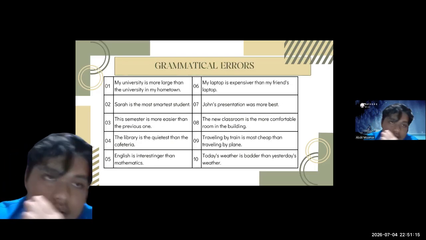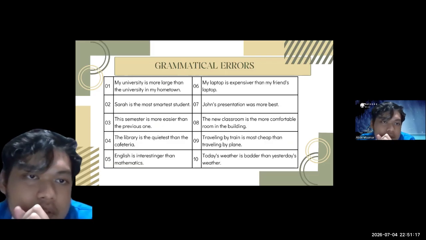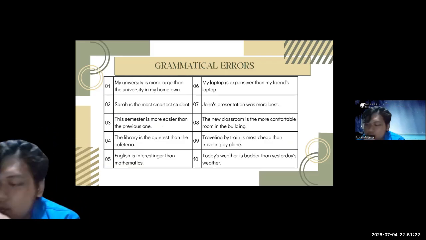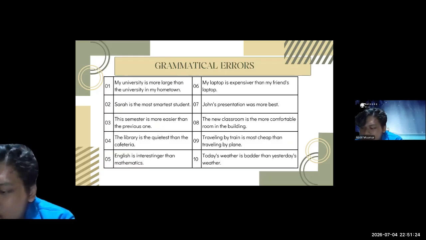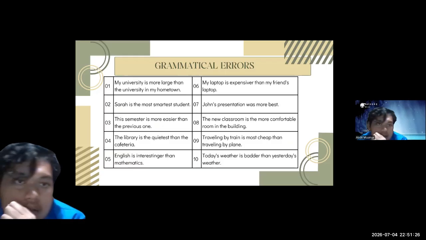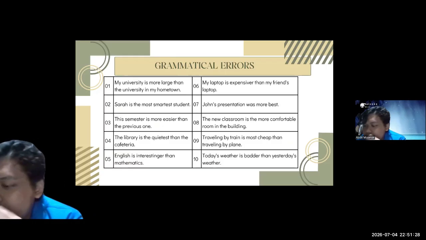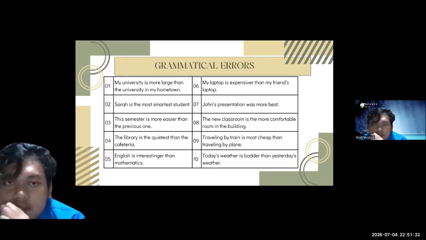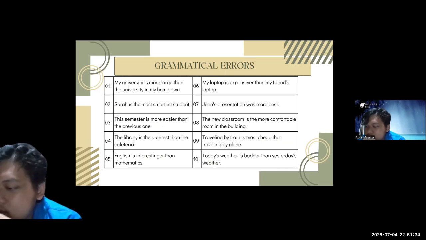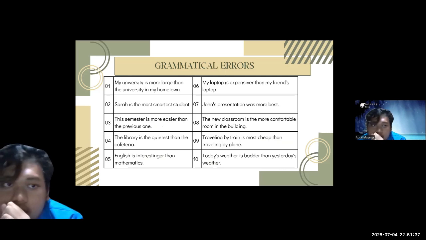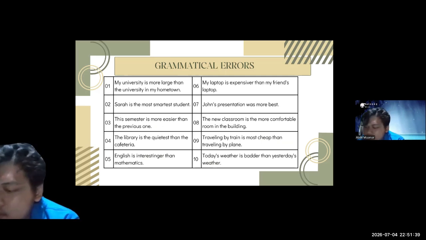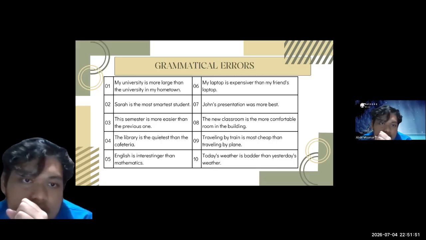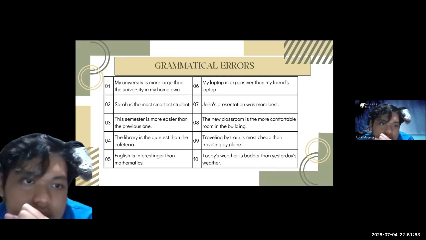This is the grammatical error. First sentence is my university is more large than the university in my hometown. The error is more large. The error is incorrect comparative form. The correction is larger. Two, Sarah is the most smartest student. The wrong grammatical form is most smartest.